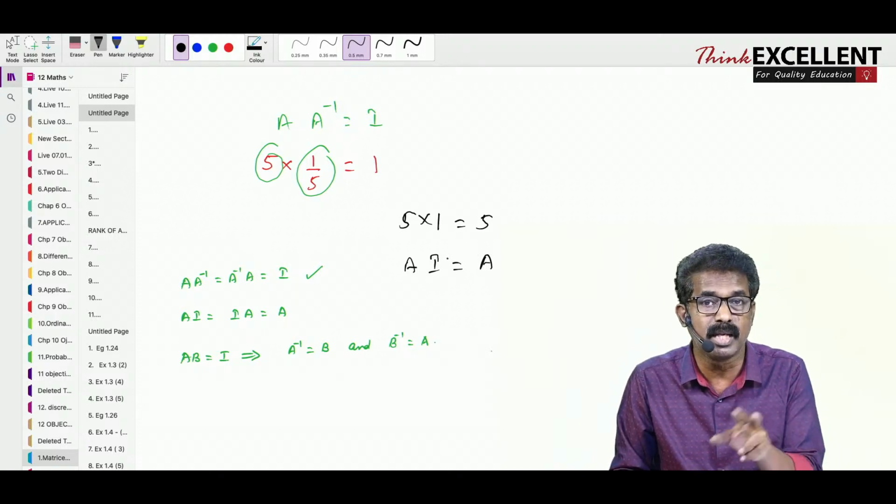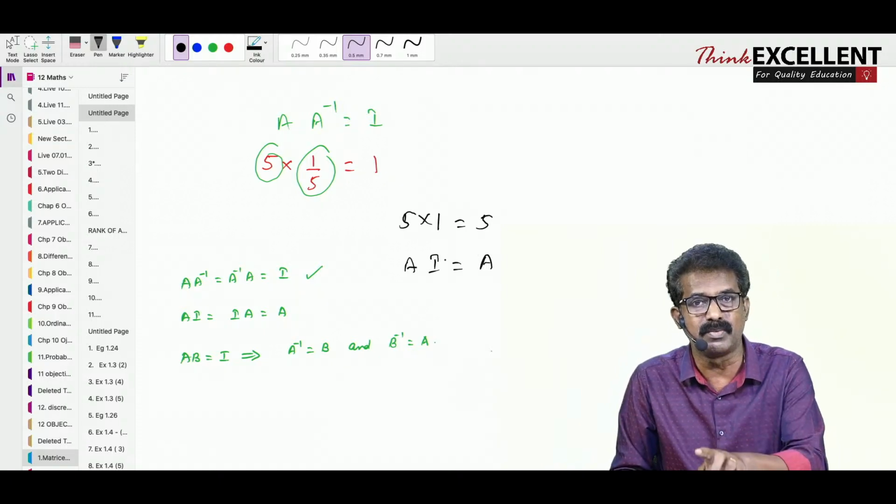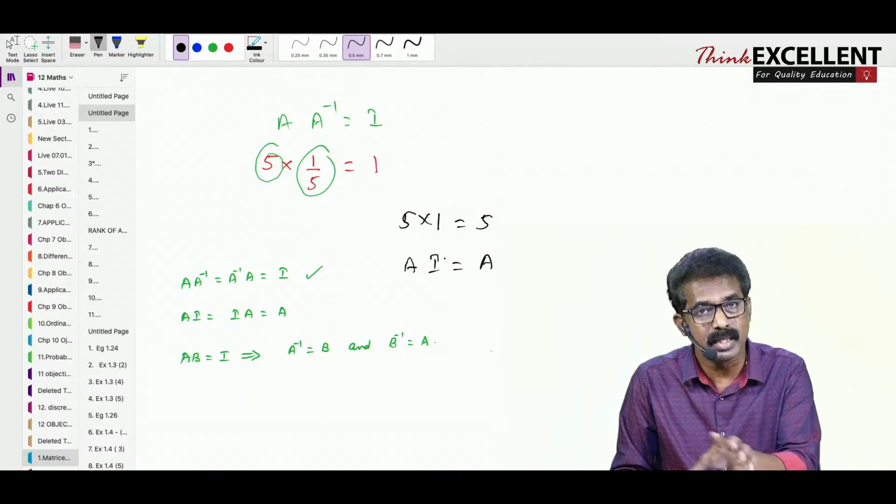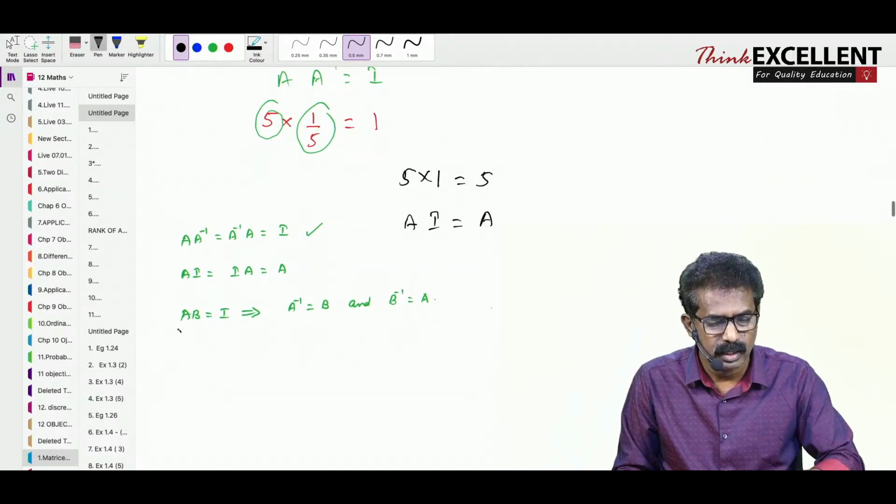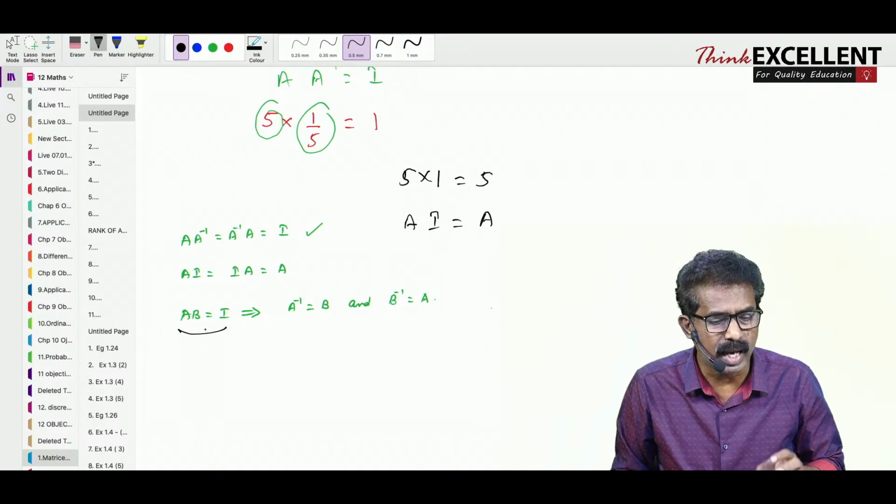So A into A inverse is what? I. A matrix into its inverse is I. A into I is what? A. Okay.